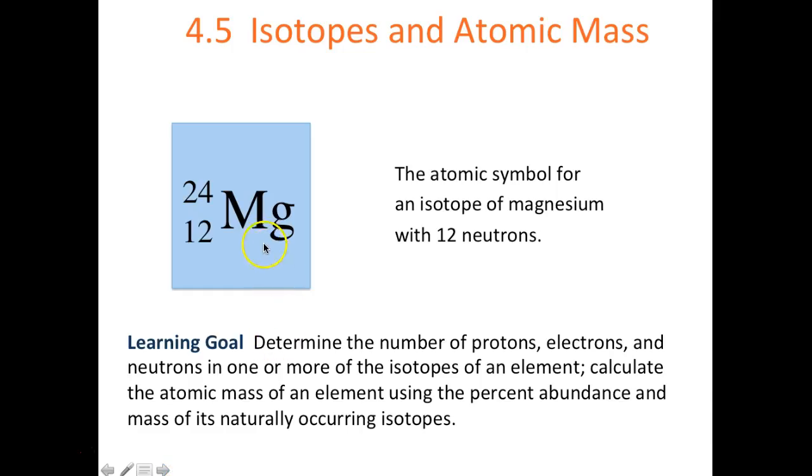So here, when you write a symbol of an element this way, with the mass number to the left of the symbol as a superscript and the atomic number, or the number of protons, to the left of the symbol as a subscript, this is called an isotope symbol. All right, so unlike the periodic table where the atomic number was up on top and then the mass was listed below, this is kind of in reverse order. Now if you subtract 12 out of the 24, you get the number of neutrons.